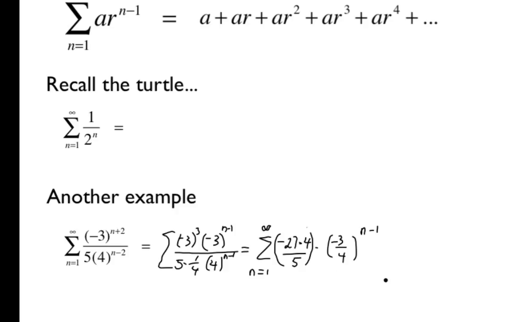Okay, so now it fits the form of our geometric series. What is the value of a and what is the value of r? A equals, well, whatever that is. Just leave it that way. And what's the value of r? You're all thinking negative 3/4, and then we say, is this a convergent or divergent geometric series? Convergent or divergent?